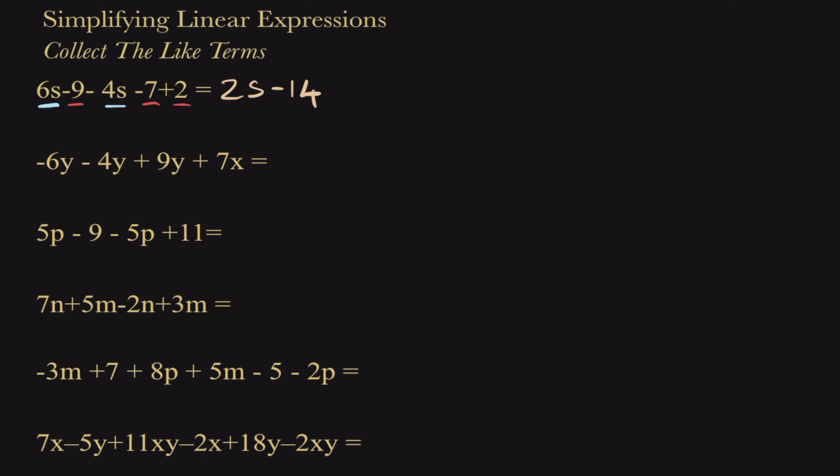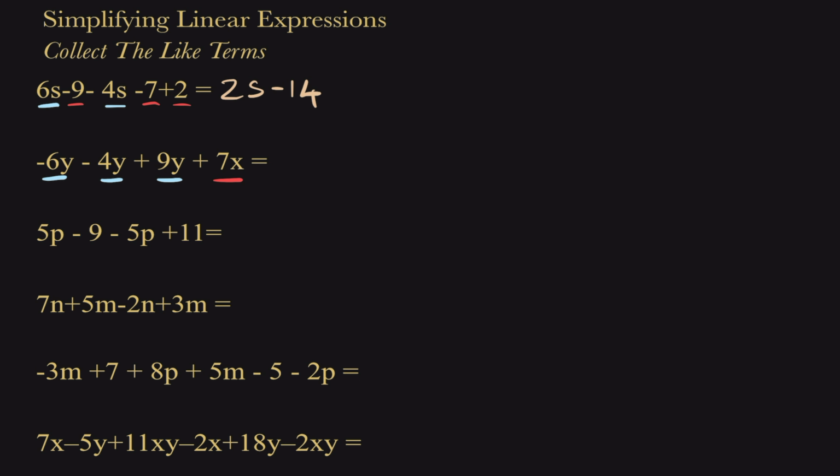In this next one, we've got minus 6y minus 4y plus 9y. They're all like terms because they just have a y. The other part of this expression is plus 7x, and this term's by itself because we don't have any other x's.